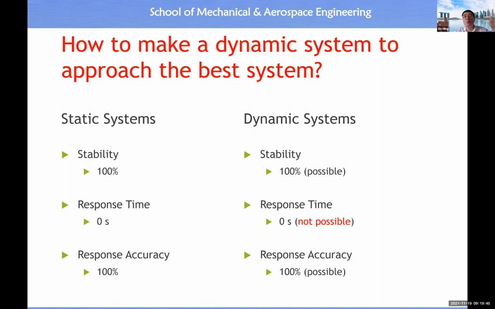In normal situations, we just do this comparison. For a dynamic system, we are able to achieve 100% stability. However, it is not possible for us to achieve zero response time. In terms of response accuracy, it is possible to achieve a zero error result, so it is possible to achieve 100% accuracy. Then obviously the static system will stand out. This is why we ask you to keep this answer in mind: static systems are the best system in the world. This is very useful information to keep in mind.